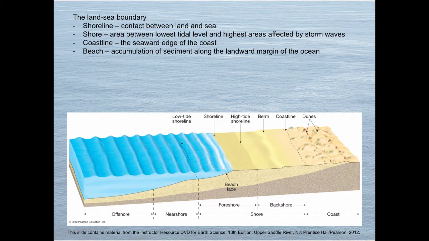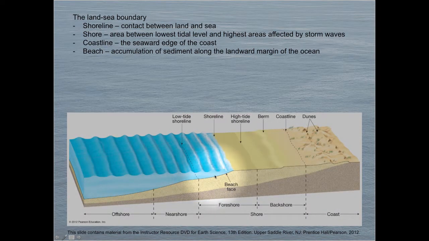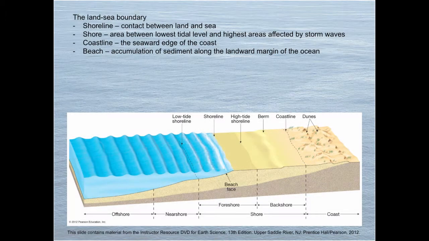The shoreline is the contact point between land and sea that is variable as tides move in and out. The shore is the area between the lowest tidal level and the highest areas affected by storm waves or tidal forces. So shoreline starting there, shore starting there, all the way up to the coastline, the seaward edge of the coast, beyond which waves and water do not interact. You have marine influenced systems like dunes forming, which seem to be related to the water, but are actually not ever in contact with surface waters. And the beach is the accumulation of sediment along the landward margin of the ocean.